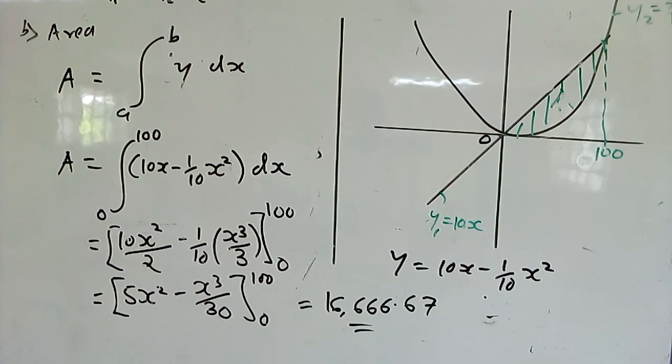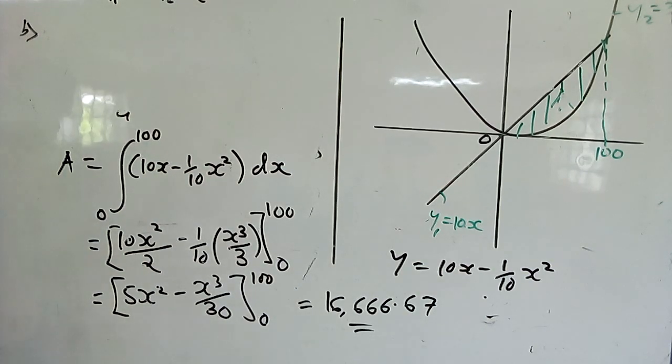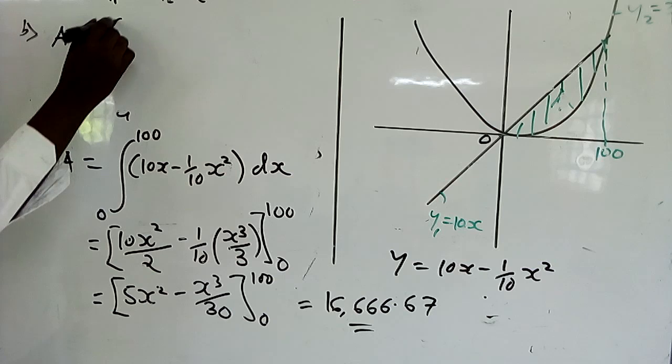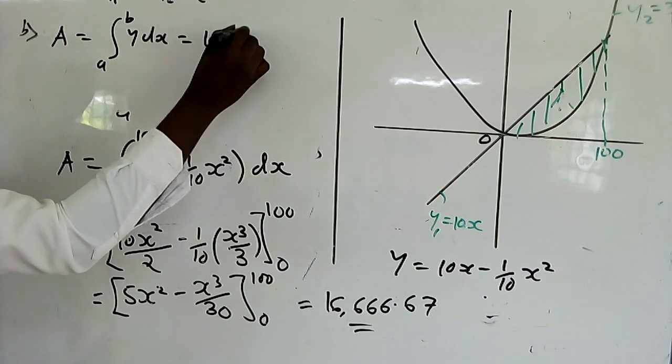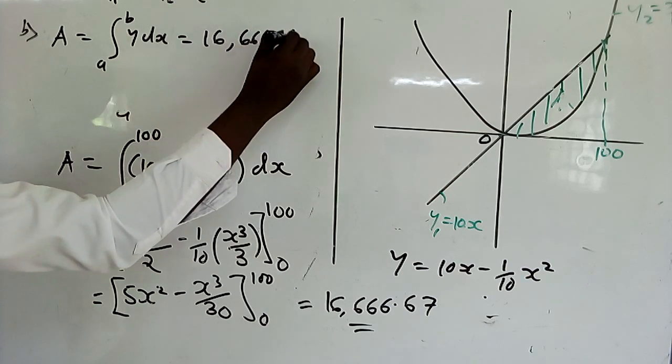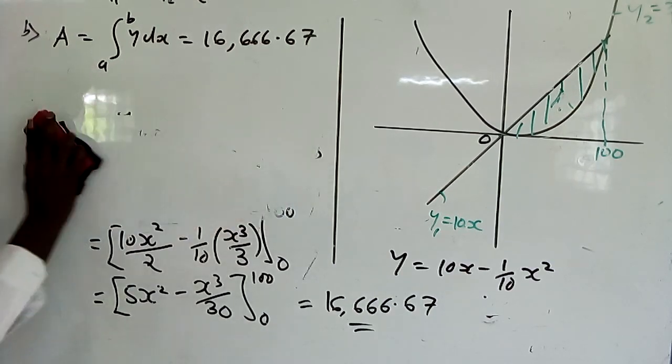So you get the area to be 16,667.67. Good. Are we together? So we've determined the area. You go and record it up there. The area, part B, the area which is given by the integration from A to B of y dx, we found is 16,666.67. Are we together?